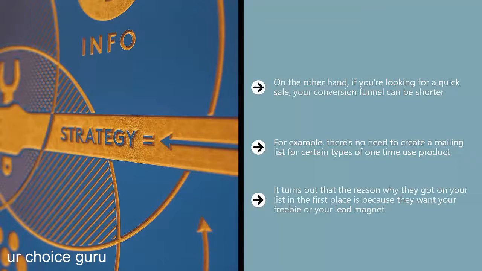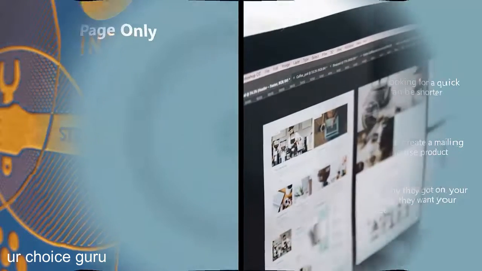It turns out that the reason why they got on your list in the first place is because they want your freebie or your lead magnet. There are very different conversion strategies, and each of these is manifested in different funnels. At the very least, there are 3.